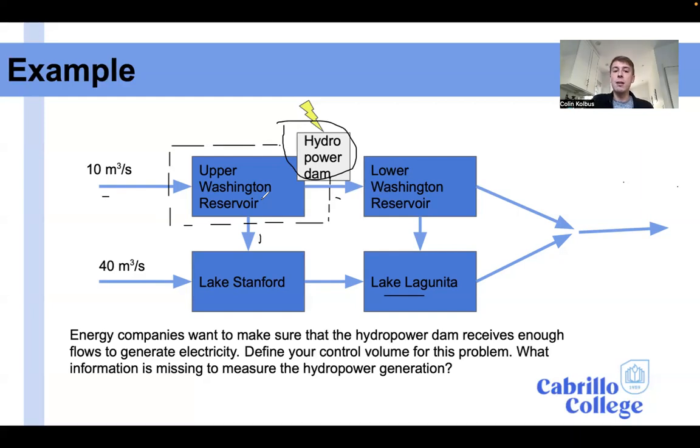So you can see here, my control volume has dramatically changed based off of the question that I'm trying to answer. And based off of your question, you define your control volume, then you gather data that is an input or output of that system.